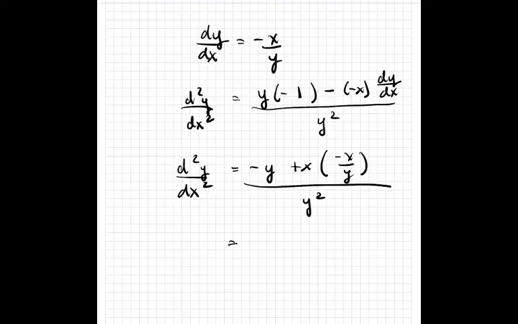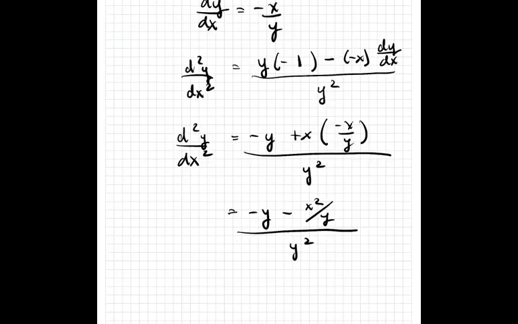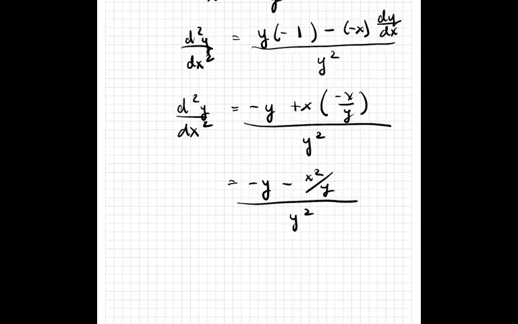So then let's see. If we keep going, let's distribute. We just need to simplify this down. So we're going to have negative y minus x squared by y over y squared. Let's multiply the top and the bottom by y. We're going to multiply by 1 in the form of y over y. And if we distribute this, we're going to get negative y squared minus x squared over y cubed.